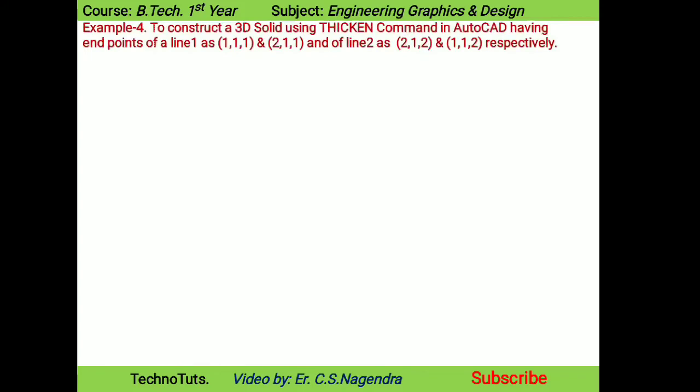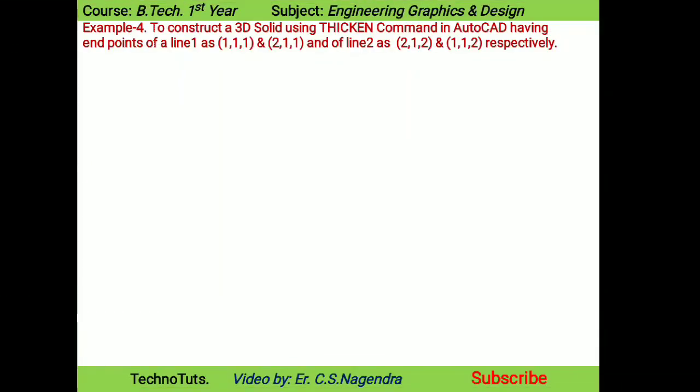Problem number 4. To construct a 3D solid using the thicken command in AutoCAD, having endpoints of line 1 as 1, 1, 1 and 2, 1, 1, and endpoints of line 2 as 2, 1, 2 and 1, 1, 2 respectively. So here we have to construct two lines, and after constructing the two lines, we have to construct a surface in between the two lines, and after that we are going to convert the surface into a 3D object. Okay, got it, the problem?